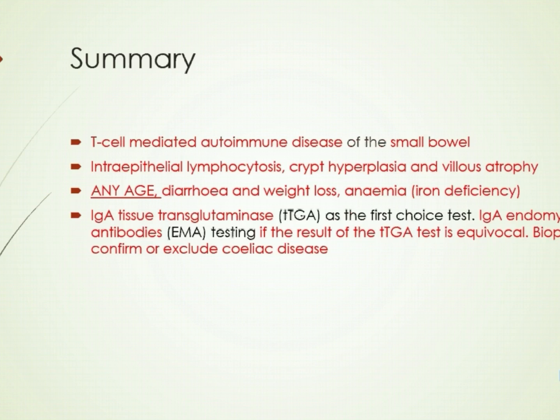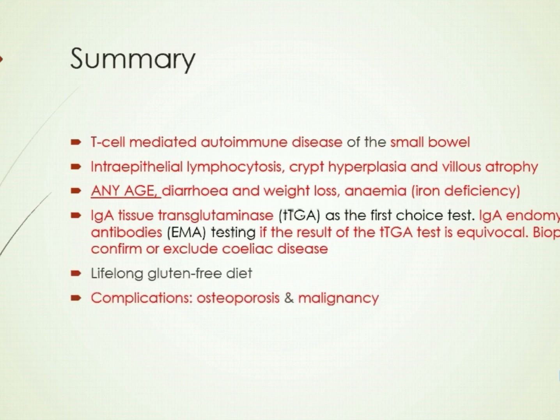When investigating celiac disease, the first choice test is an IgA tissue transglutaminase. IgA endomysial antibodies can also be used if the result is equivocal. Biopsy is required to confirm or exclude celiac disease. Management was simple, it's a lifelong gluten-free diet. Complications: osteoporosis and malignancy. And the malignancies were gastrointestinal malignancy and lymphoma.